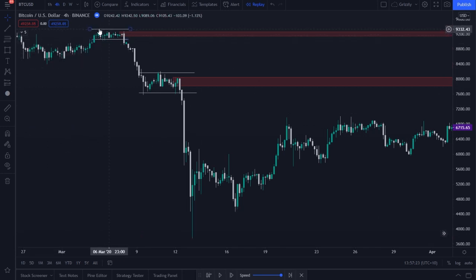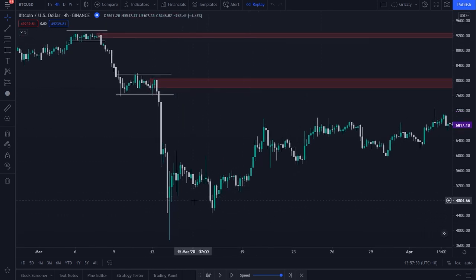So you can see here I've located two ranges where the market fell away. So this is indicating a level of supply. Again, here we had a little pause in the market and a bit of a range before the market fell away again. So this is another level of supply.